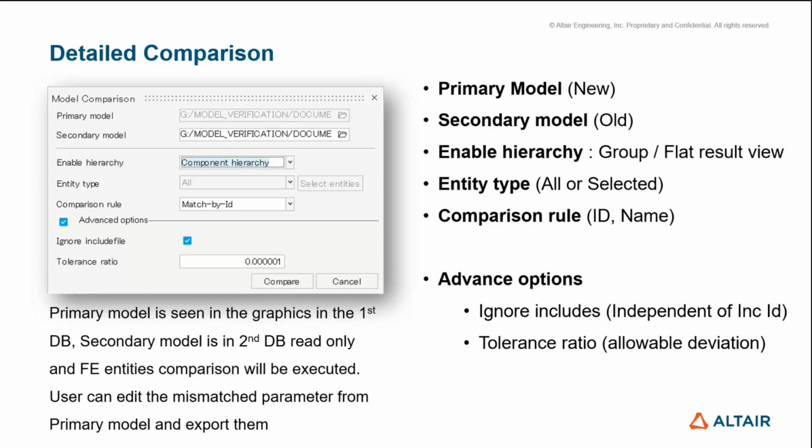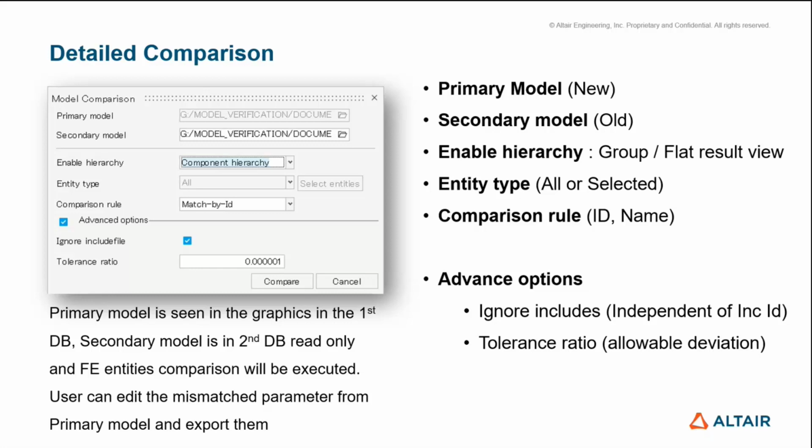Then comparison rule. Currently, for this version, we are enabling ID-based comparison and string name-based comparison. The comparison means if you have a component ID 1 and the right hand side model has a component ID 1, and we enable this ID option, then we'll match this 1 and 1 and perform the comparison. Similarly for the name.